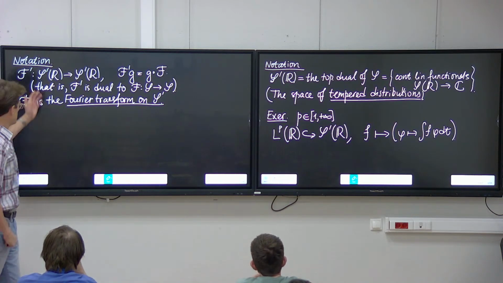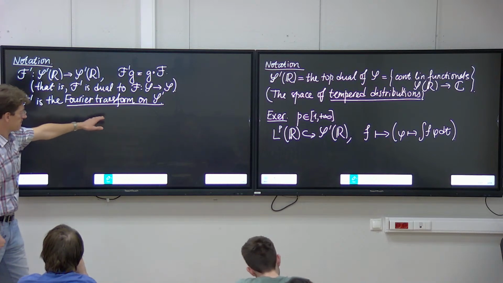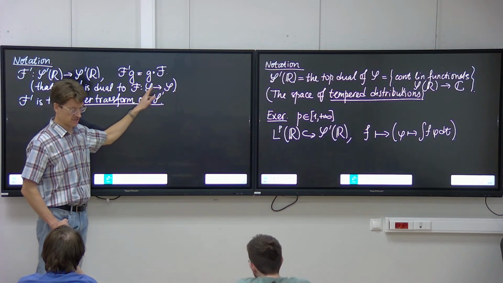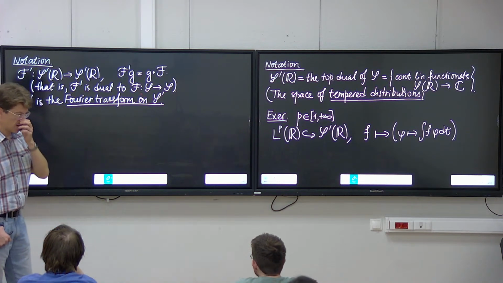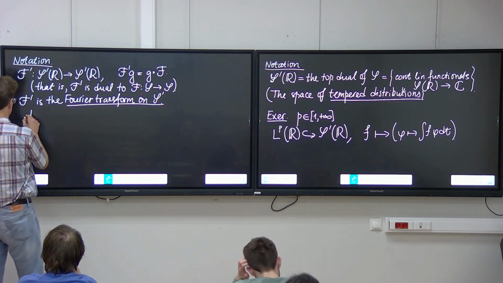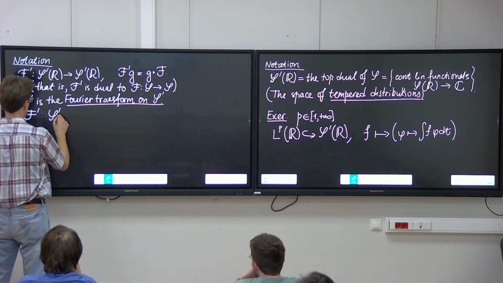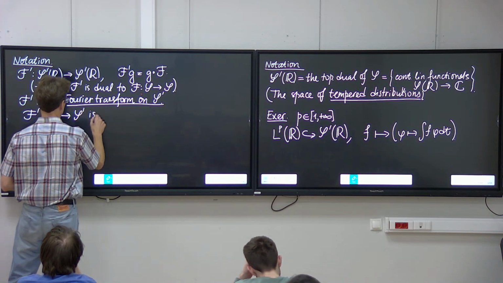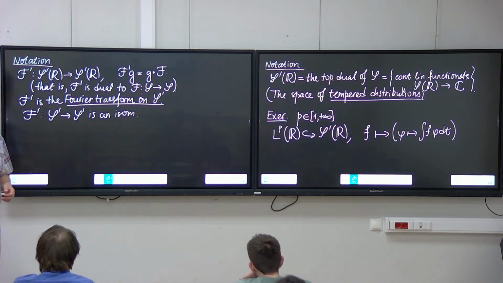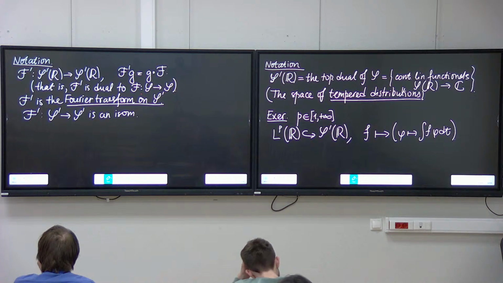We already know that F itself, when we consider F as a map from the Schwartz space to itself, is a topological isomorphism of S onto itself. And this really implies that F prime is a vector space isomorphism. F prime is an isomorphism of S prime onto itself. In fact, it is also a topological isomorphism if we suitably topologize the space of tempered distributions. Well, this is not necessary for our purposes, so we consider S prime just as a vector space.